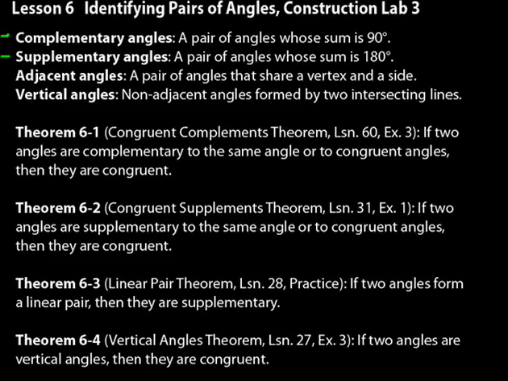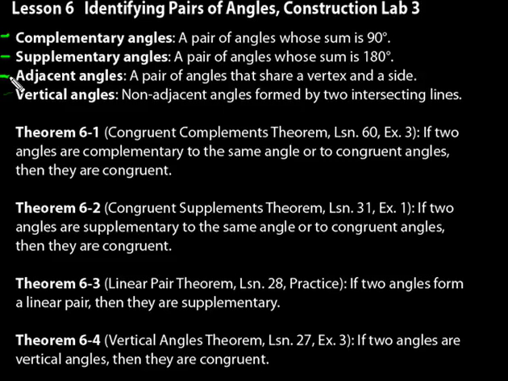Sometimes students get those confused because they're very similar. In complementary angles, we're talking about a pair of angles whose sum is 90 degrees. Supplementary angles, that's a pair of angles whose sum is 180 degrees. So when you're comparing two things that are pretty similar, both dealing with a certain quantity for a pair of angles, try to memorize one of them. Complementary is 90. If you can memorize that, then by default you remember that supplementary is 180.